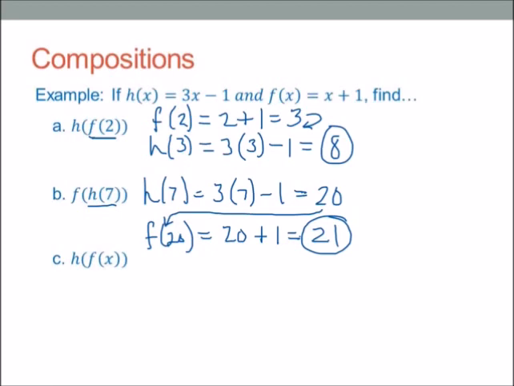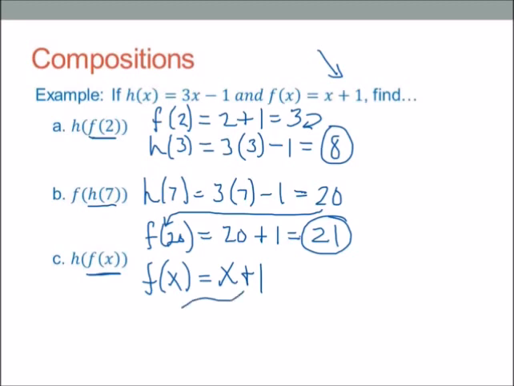Alright, so for c, h of f of x, I'm going to start with the function closest to the number, or in this case the letter, so f of x. Well, there's no number to put in here, but I do know what f of x is. f of x equals x plus 1. So wherever I see an f of x, I can replace it with x plus 1. I can't simplify that anymore, so now I'm going to plug that into the next function, which is h.